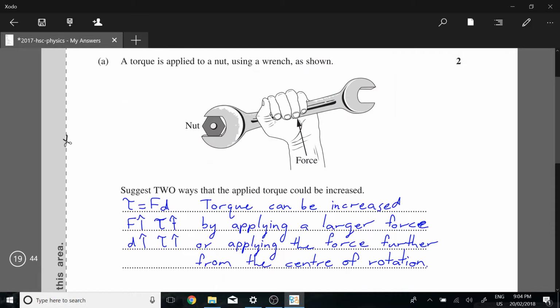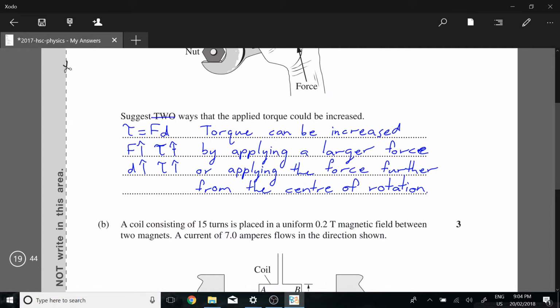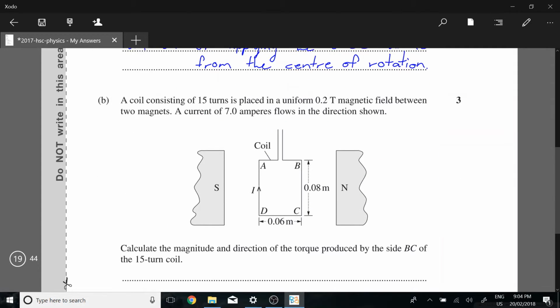Okay, I'm just double checking. That's a 2-mark question. We've suggested 2 ways that the applied torque could be increased. I think we've answered that question fully.